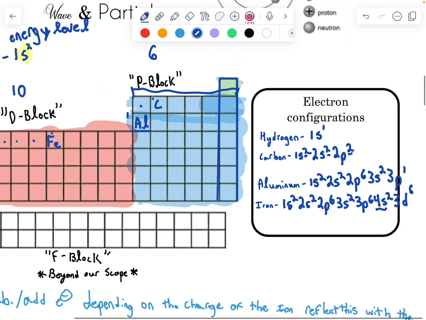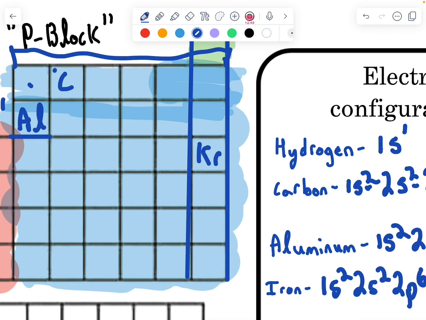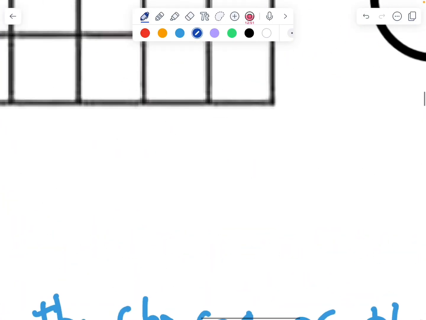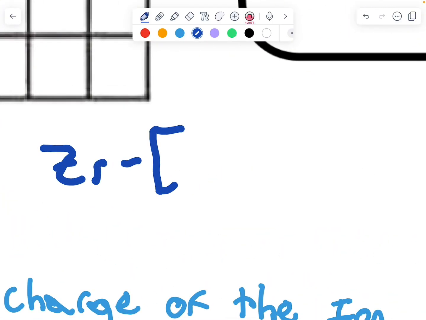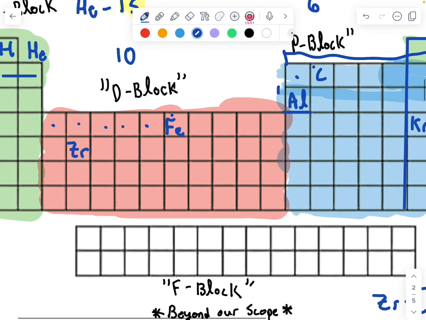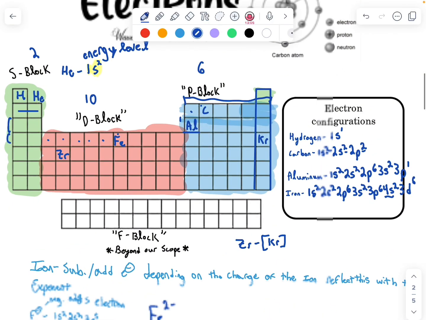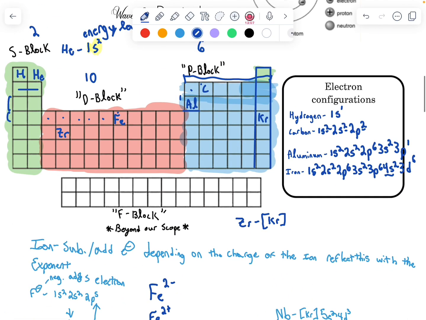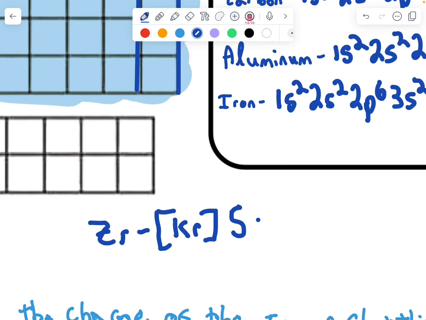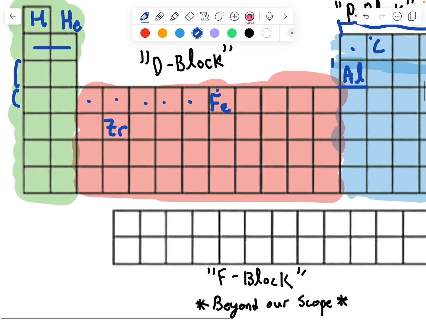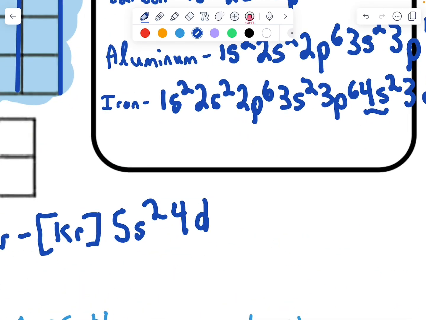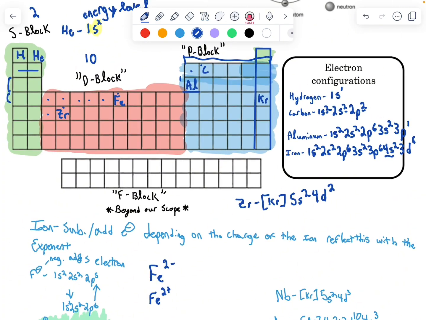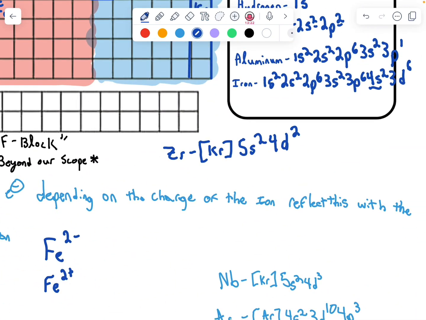So then we abbreviate our noble gas notation and say that, okay, zirconium, which is Zr, is equivalent to, we put our noble gas in brackets, so Kr, and then we're just going to finish our incomplete period on the periodic table. So we'll say this is 5s2, we have both electrons filled, and then remember we backfill, so this is going to be 4d, and we have 1, 2. So we have a 4d2. Awesome.